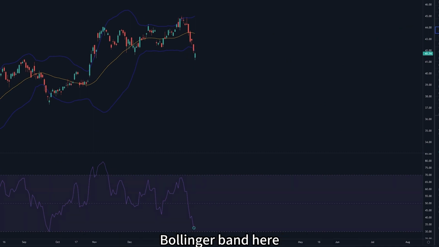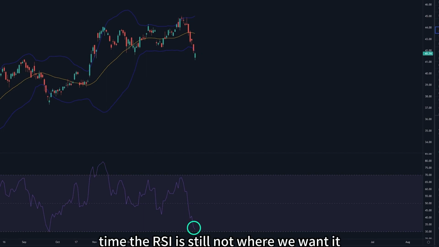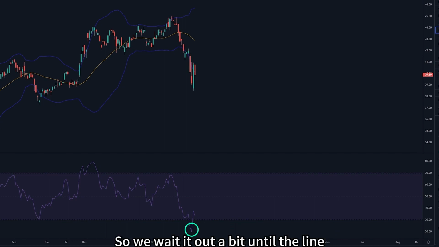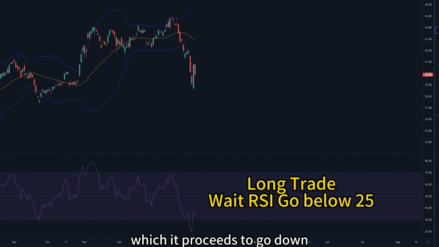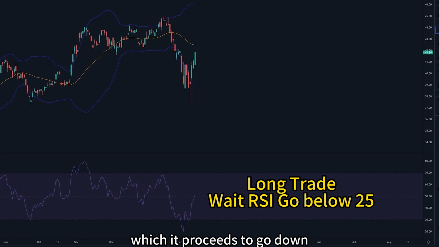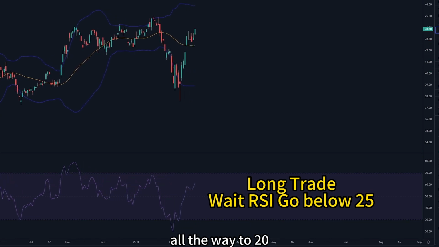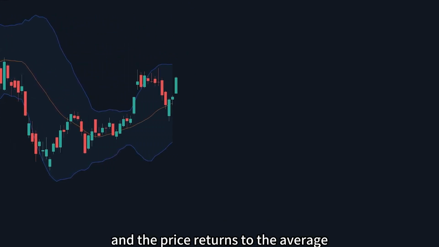So as an example here, we are looking at Apple, and the price starts going below the bottom Bollinger Band here. But at this point in time, RSI is still not where we want it to be. So we wait it out a bit until the line goes below 25, which proceeds to go down all the way to 20. We enter the long trade at this point, and the price returns to the average just like predicted.